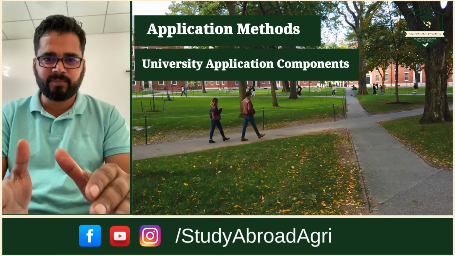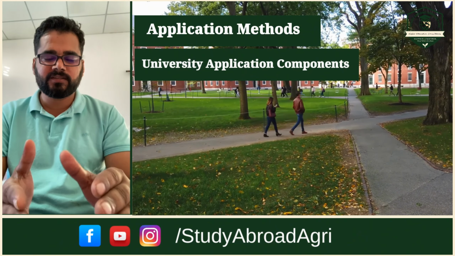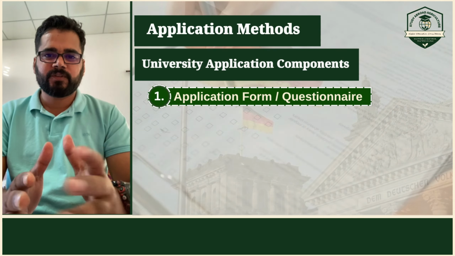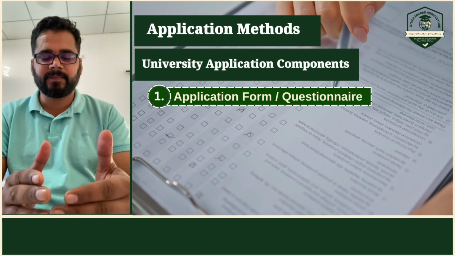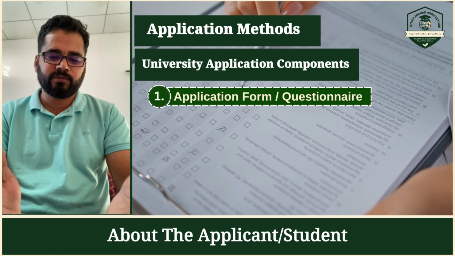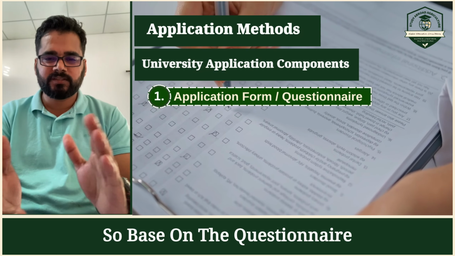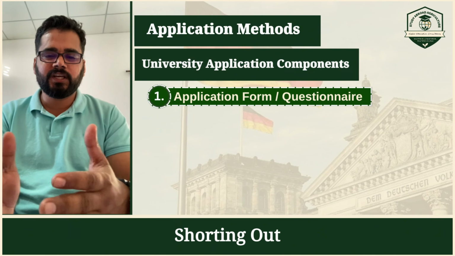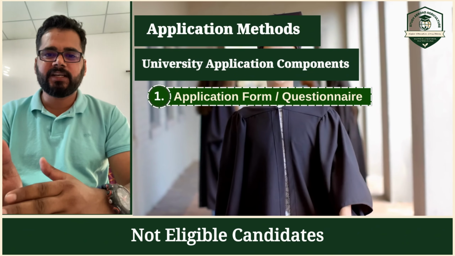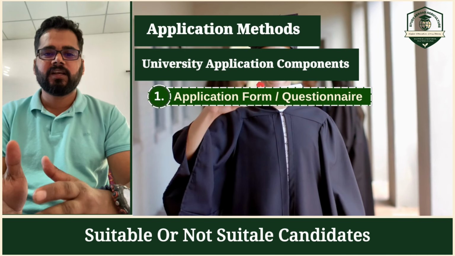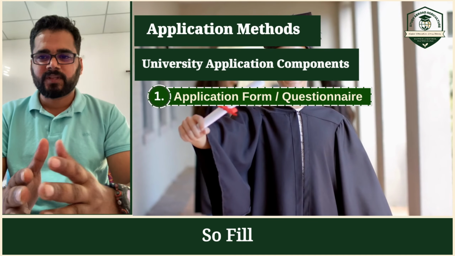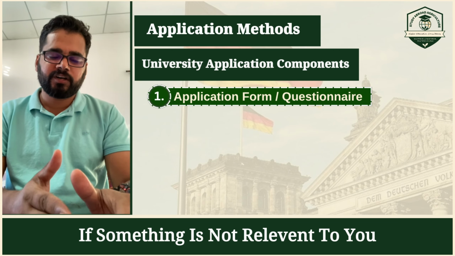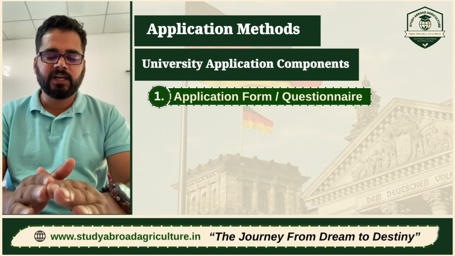In the second part, as I said earlier, there are two things. One is the questionnaire. The university always has a structured questionnaire. They have a lot of questions for collecting all the information about the applicant or the student. Based on the questionnaire and the answers which you provide, they will be sorting out the eligible and not eligible candidates, and thereafter also the suitable and not suitable candidates among all the applications. So fill the entire application completely, and if something is not relevant to you, you can leave those parts, but try to fill as much as you can.